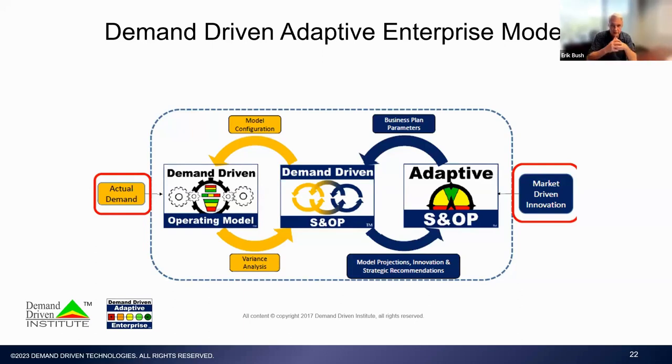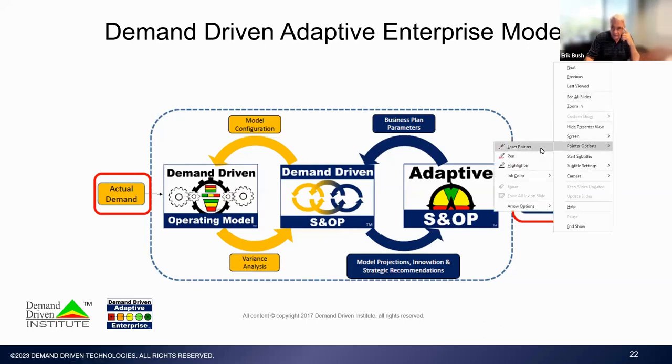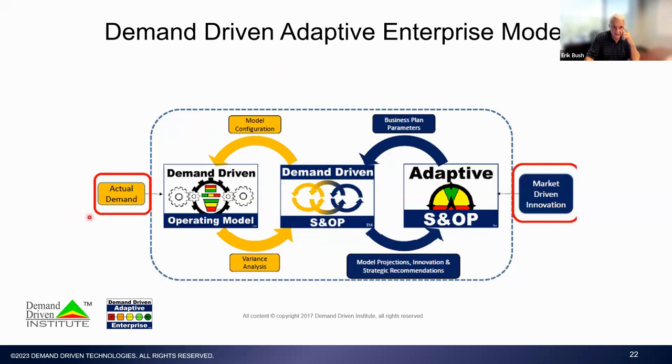So this is where we want to talk about what the Demand Driven Institute describes as a demand-driven adaptive enterprise model. And the idea here is that what we're trying to do is get a lens of the full spectrum of activities that we're going to be involved in. On the left side, we want to have our operating model. We'll talk about that. That's how we run our plant, how we get supply in, how we manage materials, how we manage production and the like, to be able to pace to actual demand.